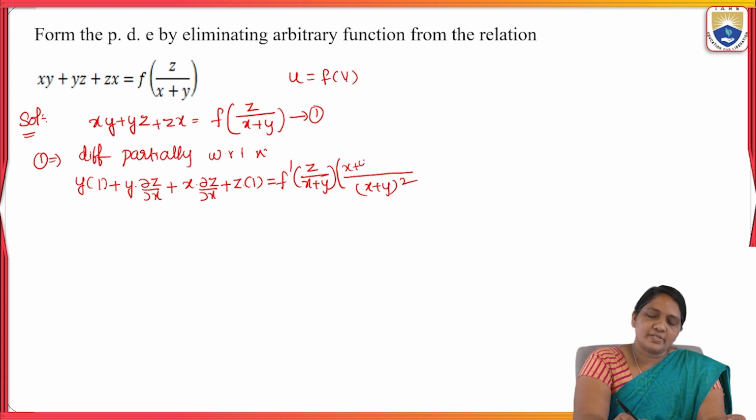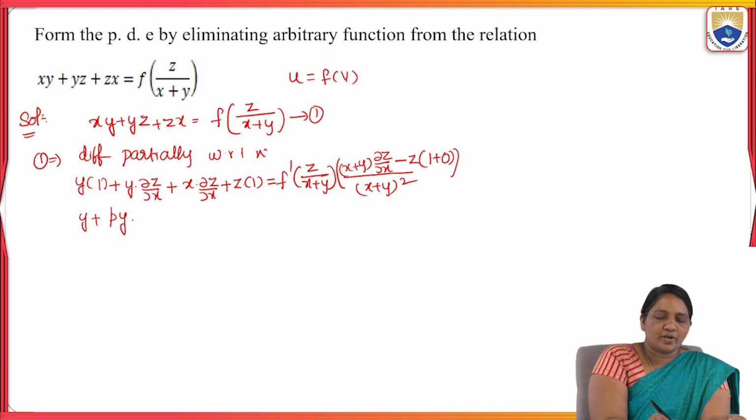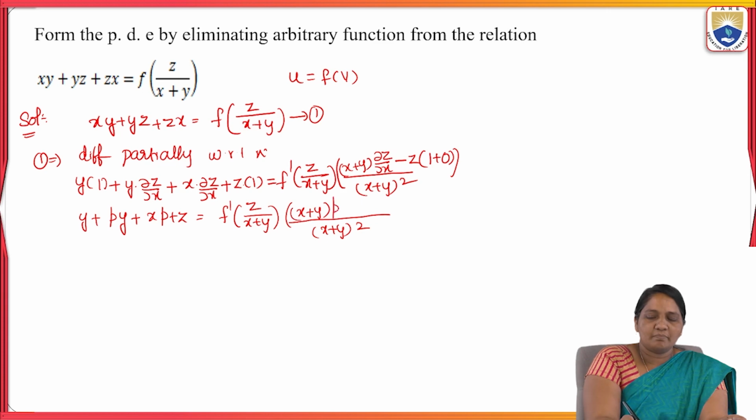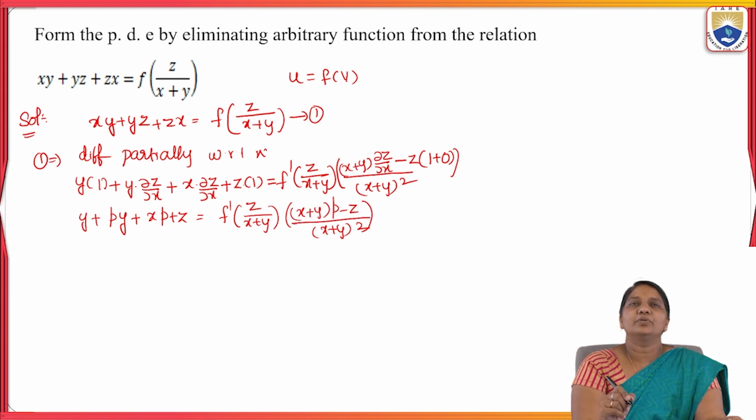So v² in the denominator, and (x+y) times the derivative of u, that is ∂z/∂x, minus z times the derivative of (x+y), where x gives 1 and y gives 0. Now I am simplifying this one: y + py + xp + z = f'(z/(x+y)) times ((x+y)p − z)/(x+y)². Now this is the equation we got after doing the first step.